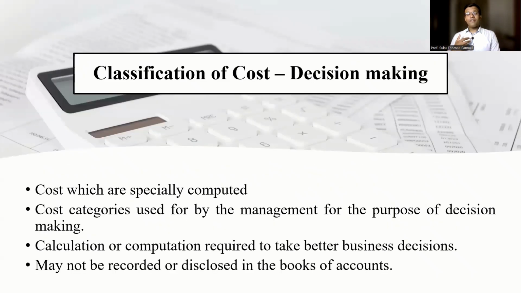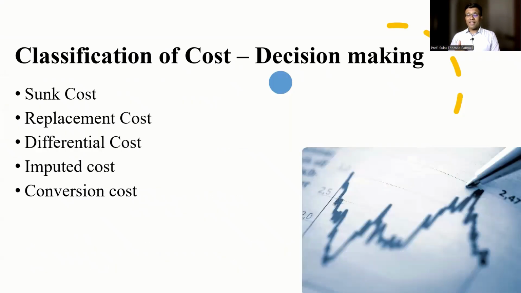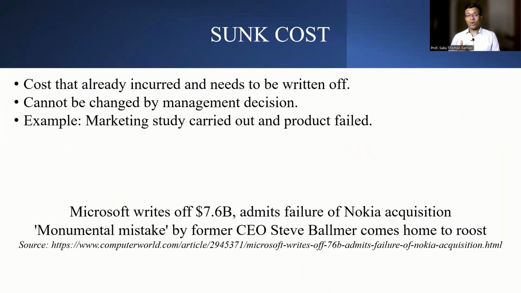Now, based on the decision makings that are carried out, we have some special costs which are computed, and these are strictly for the purpose of decision making. So, calculation of these costs would help you to ensure that your business is taking better decisions. So, we will be discussing 5 costs over here: sunk cost, replacement cost, differential cost, imputed cost, conversion cost. Let's talk about these costs one by one.